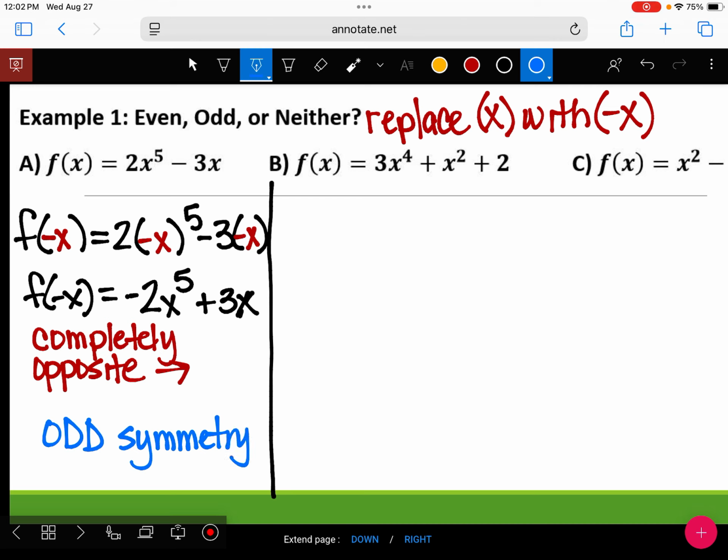So this graph has 180 degree symmetry. If you rotate it 180 degrees, it's going to look the same. All right, let's go ahead and check the next one.